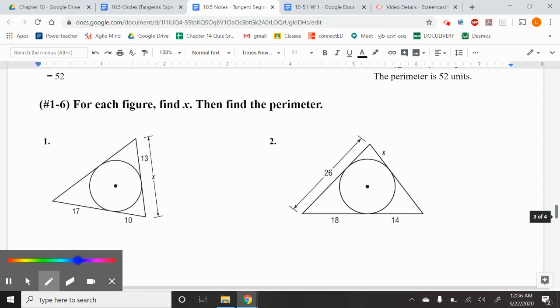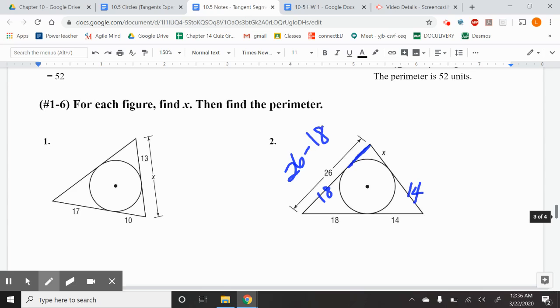The next one, we have 14 and 14, and 18 and 18. And since this whole thing is 26, to get this piece that's left over, I have to take away 18, and that gives me 8, which means x is 8. So x is equal to 8.